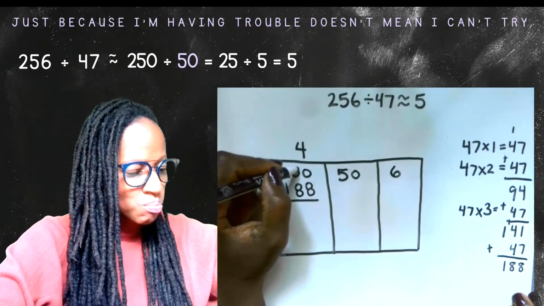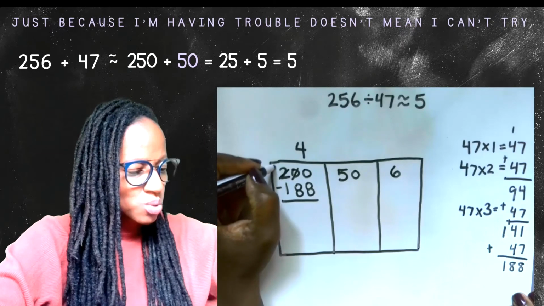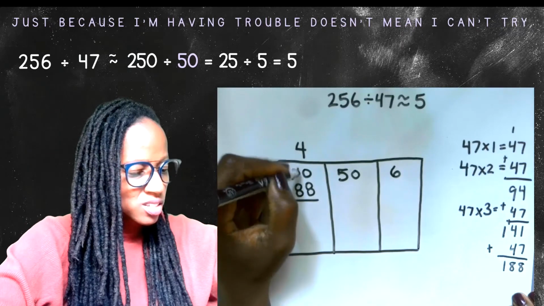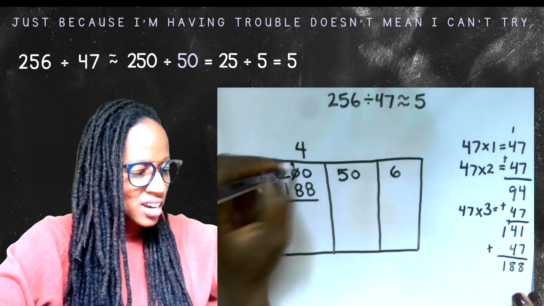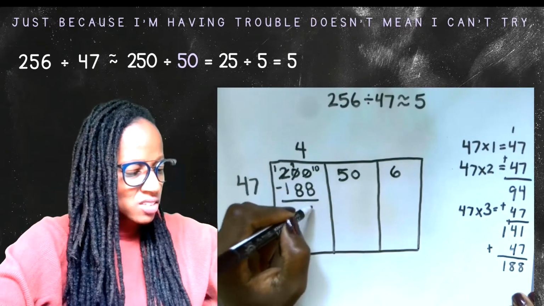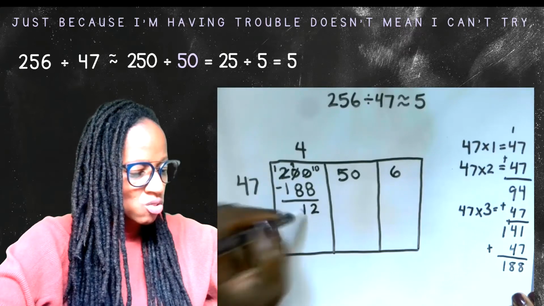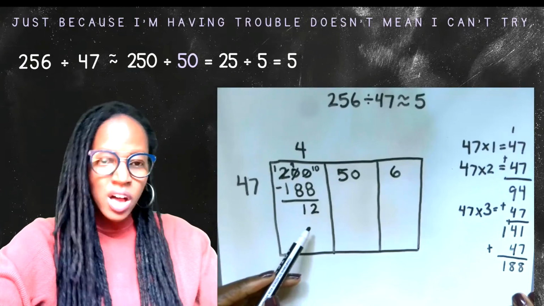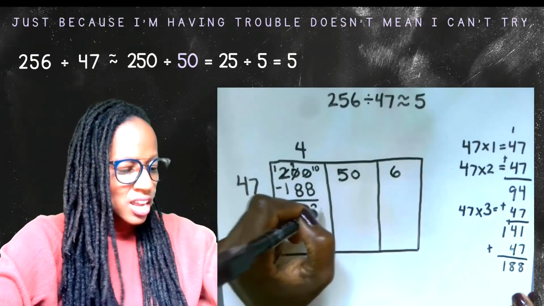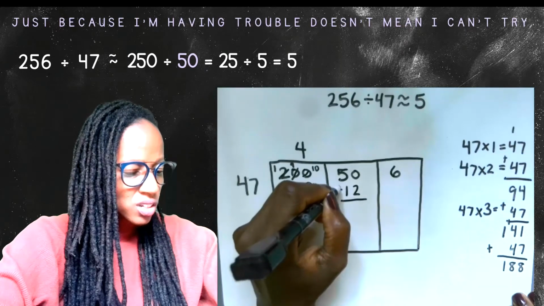I need to unbundle from my tens and my hundreds. This becomes 1, this becomes 9 eventually, and this becomes a 10. 10 minus 8 gives me 2. 9 minus 8 gives me 1. So now I'm going to take my 12 that was remaining here, and I'm going to add it to what was left over.